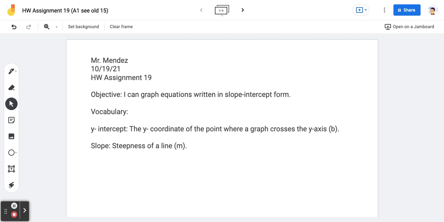Today's objective: I can graph equations written in slope-intercept form. So a bunch of new stuff we're learning about here. All right, let's get right into it.